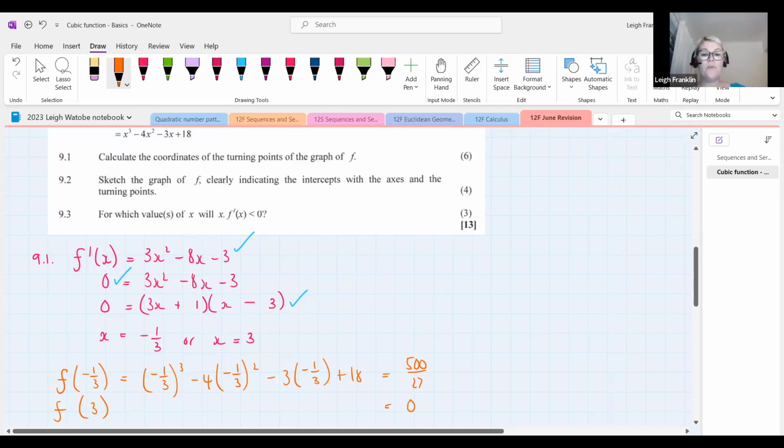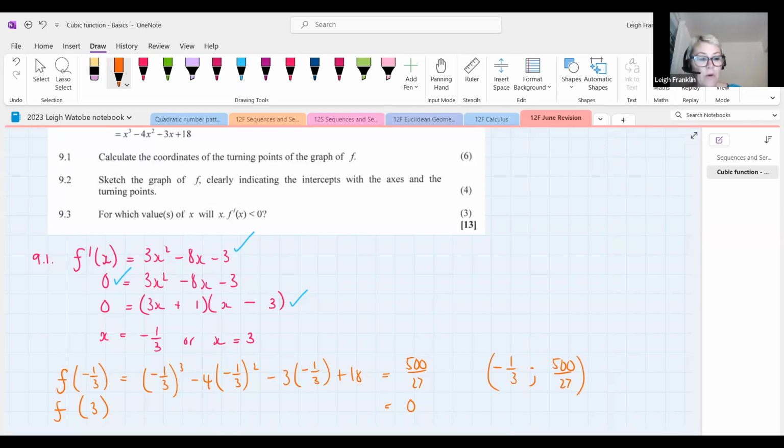Okay, so if they ask us for coordinates, we must give coordinates. So that means that the one pair of coordinates is -1 over 3 and 500 over 27, and the other pair of coordinates will be 3 and 0. Okay, so again, you must show the first derivative, first blue tick. You must show the derivative equal to 0, next blue tick. You must show your factors equal to 0. And then there and there. Okay, because that was out of 6 marks in this particular question.